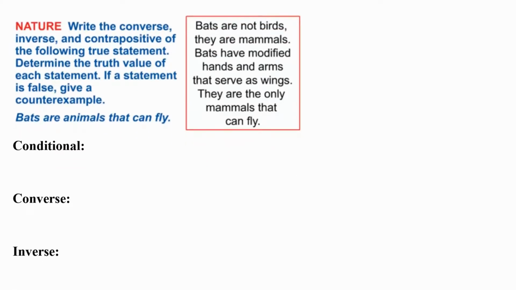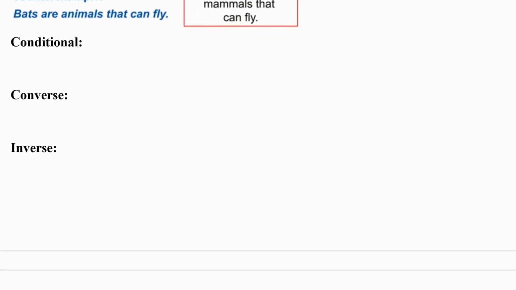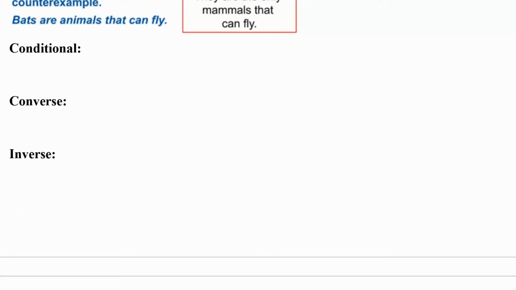Our first example that we're going to write the converse, the inverse, the contrapositive of is about bats. And I gave a little information here. Bats are not birds, they're mammals. They have modified hands and arms that serve as wings, and they're the only mammals that can fly. Now, flying squirrels can't fly, they glide, where bats can actually fly. So we want to write the conditional, the converse, and the contrapositive.